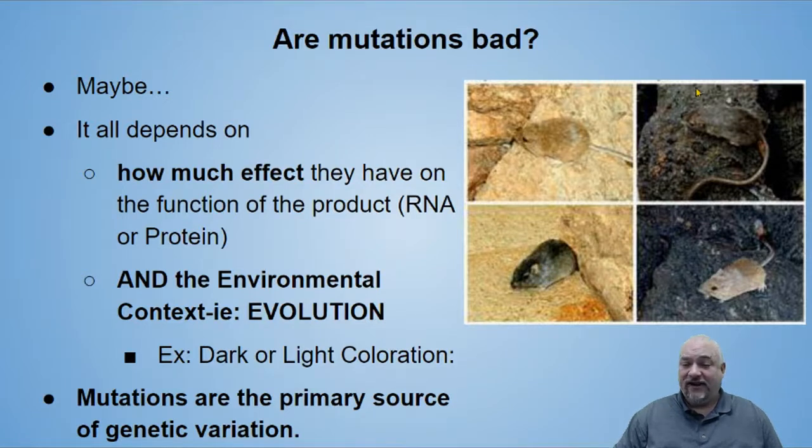On the other hand, if they're living on these lava fields with dark rock, which one's got a better chance of survival? Yeah, the one with the dark mutation. Light mutations stand out like a sore thumb. So both of these mutations or variations, neither is bad or good on its own. What makes it bad or good is the environmental conditions in which they are living. So mutations are the primary source of genetic variation. They're what's driving evolution, in context with changes in the environment. So you've got new variations, changes in the environment, put those together, you've got evolution.